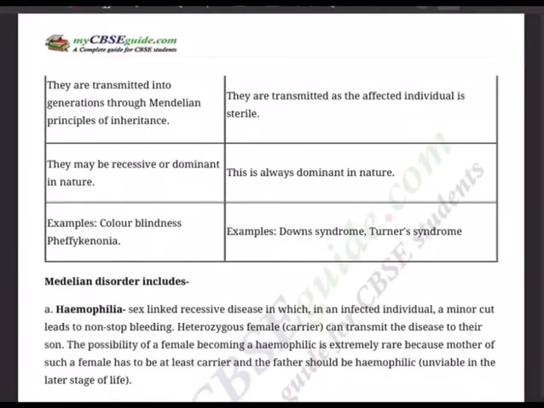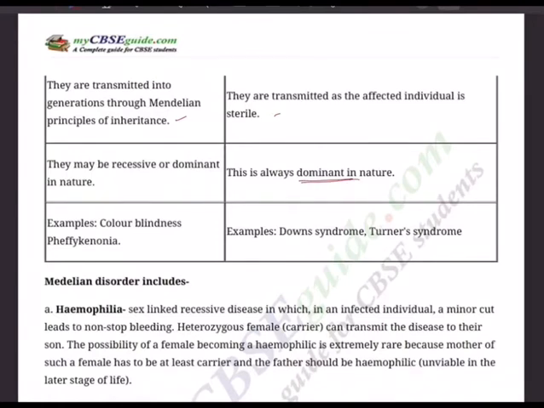Mendelian disorders are transmitted into generations through Mendelian principles of inheritance. Like we have the three principles: law of dominance, law of segregation, and law of independent assortment. Through these, the defective gene is passed from generation to generation. In the case of chromosomal abnormality, they are not transmitted, as the affected individual is sterile. Next, under Mendelian, the disorders may be recessive or dominant in nature, like we said, recessive gene and dominant gene. The chromosomal ones are always dominant.